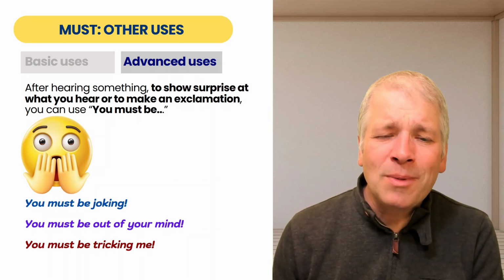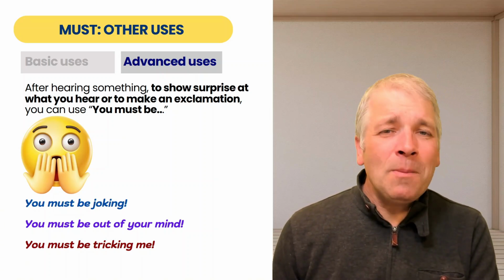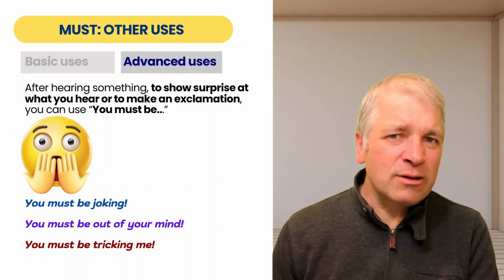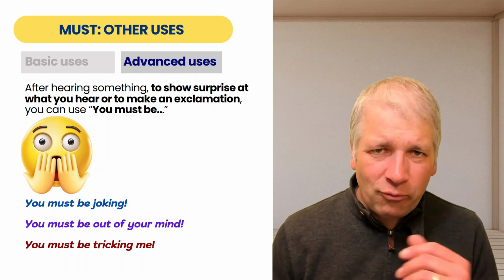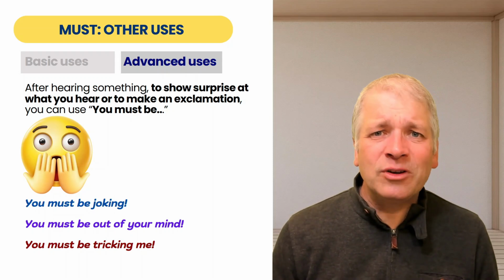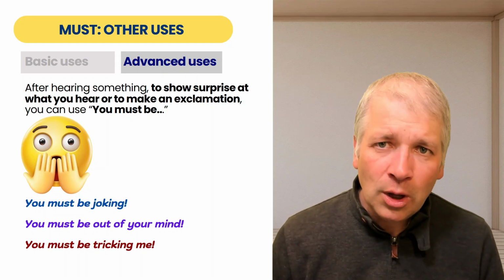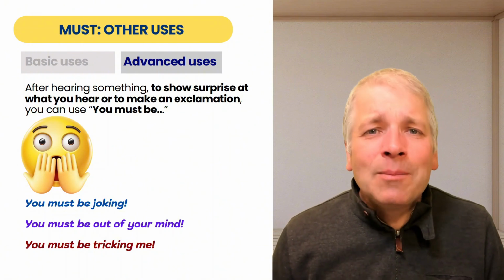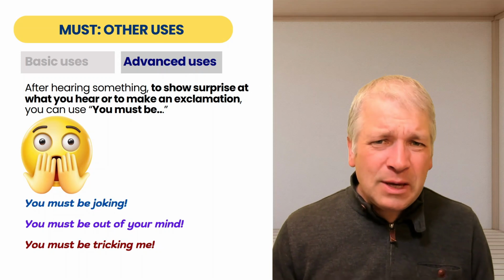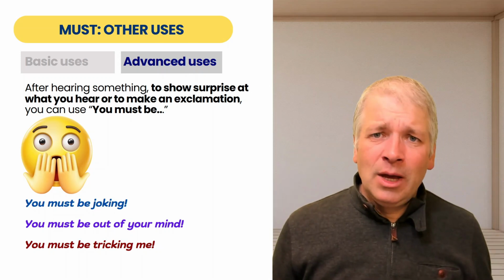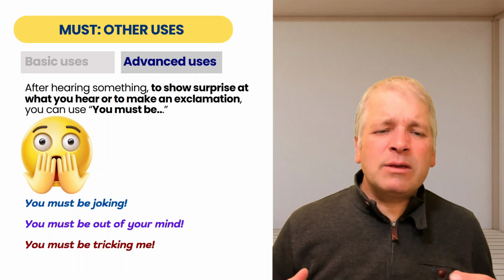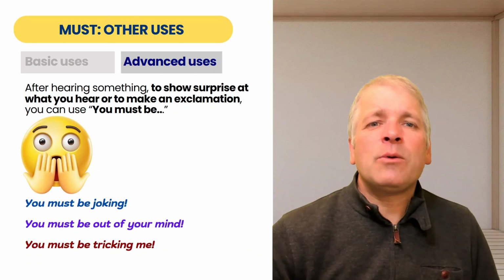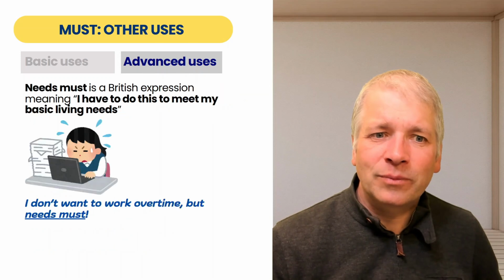After hearing something, to show surprise at what you hear or to make an exclamation, some phrases are used with you must be. For example, you must be joking. Now, we often say this when there's no joke at all, but we're just surprised or we think the information is not true. Or you must be out of your mind, or you must be tricking me. We use these simply to make an exclamation. It makes it sound like we're saying this cannot be true, but the fact is it is true. It's simply that we're making an exclamation.